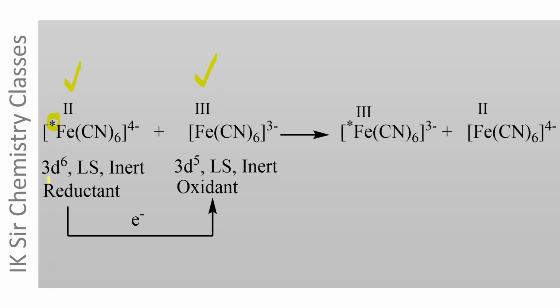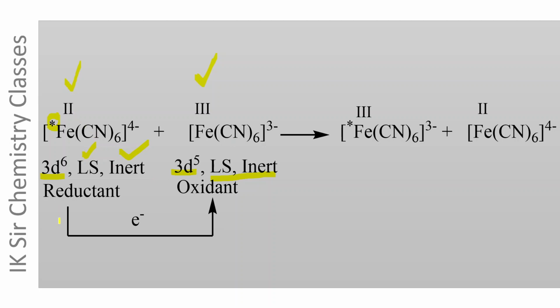This is the complex compound having 3d6 electronic configuration of Fe2+ ion. It is low spin and inert complex, while [Fe(CN)6]3- has +3 oxidation state of iron with electronic configuration 3d5. It is also a low spin and inert complex, and it is due to a strong ligand field created by CN- ions.